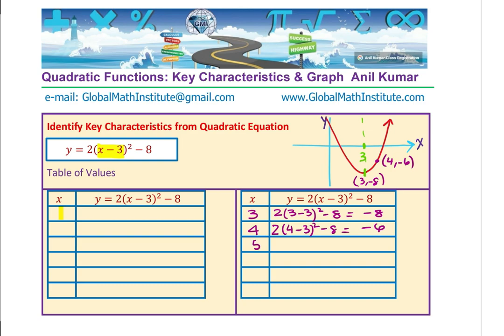Then I'll substitute 5 here. And 2 times (5 minus 3) whole squared minus 8. 5 minus 3 is 2, 2 squared is 4, 4 times 2 is 8, 8 minus 8 is 0. So I get the third point, the x-intercept, which is at 5. You get the idea. Which we found earlier, right? And now you substitute 6. So we get 2 times (6 minus 3) squared minus 8. 6 minus 3 is 3. 3 squared, 9. 9 times 2, 18. 18 minus 8, 10. So we get a point, I'm writing here, which is at 6, we get 10.